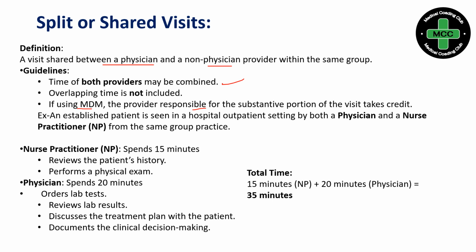And again, if it comes to time, here we will check how much time the nurse practitioner has spent and how much the physician has spent, and we will combine, and again we are going to bill for the person who has spent more time. Okay, so you can see the example here. Nurse practitioner spent 15 minutes and physician spent 20 minutes. So the physician service is more, and you can just combine: 15 minutes from NP, 20 minutes from physician. Totally you are getting 35 minutes. So for 35 minutes we will be billing an E/M.